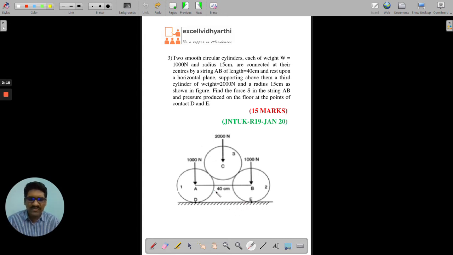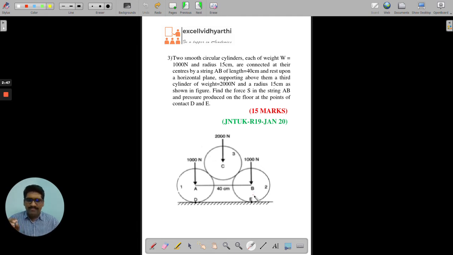Because of these weights, the entire system is producing some action on this floor, or not? So this is producing some action on this floor. Then what will the floor do? The floor will definitely provide some reaction force onto the bodies. Yes. So these three are producing some action on this floor. Therefore, he is asking what is the reaction force provided by the floor on the surface. Pressure means what? Action and reaction.